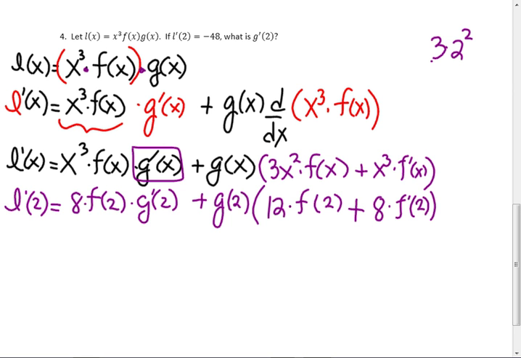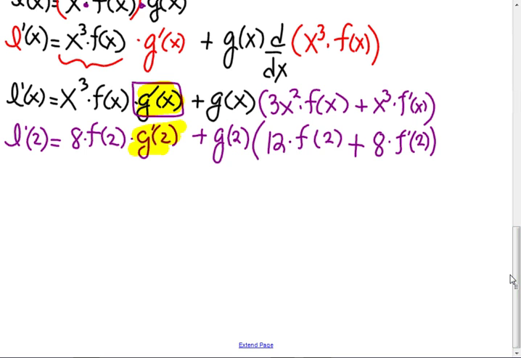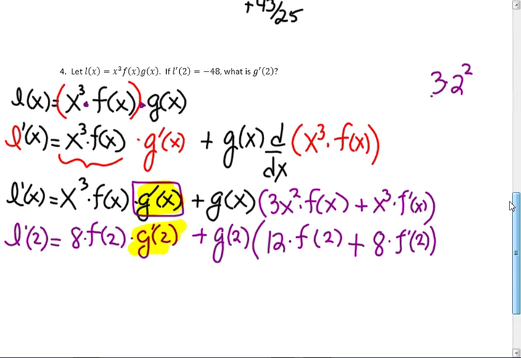And then we substitute in what we know. Because it says, what is g prime of 2? This is what I don't know. It's not in the table, is it? Nope. That's what they want you to find. But, you know, it's just an equation. What's L prime of 2? I forgot. Negative 48.